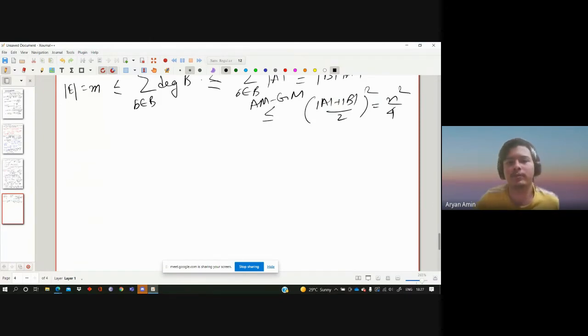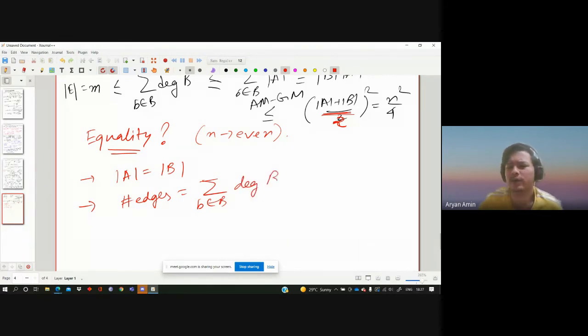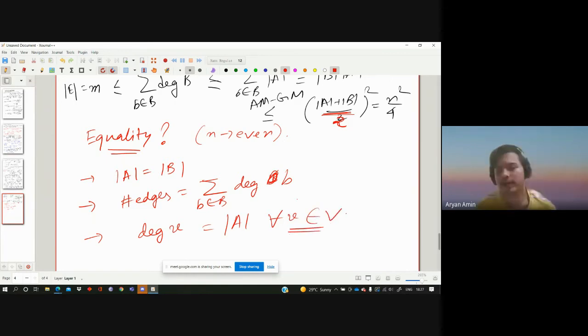Now this proof is going to tell you a bit about the equality structure. For equality, we have assumed that |A| is equal to |B|. So first of all, let us solve for n even. Equality occurs when the sizes of A and B are equal, and the number of edges is equal to the summation over v belonging to B of degree v. Basically, equality holds everywhere, and degree v equals |A| for all v belonging to B. This is something we have just used, right?